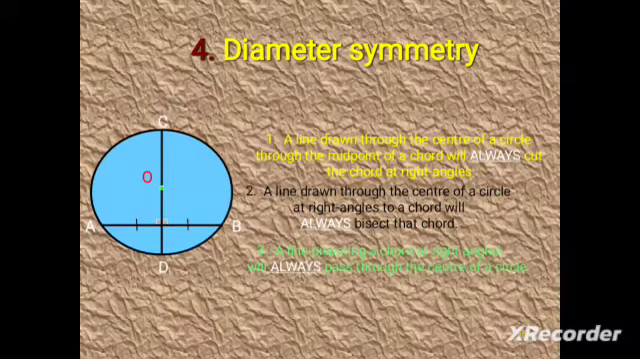Number 3: a line bisecting a chord at right angles will always pass through the center of a circle. A line that is bisecting a chord passes through the center of the circle. That is also illustrated in the diagram, because CD is the diameter, and it is the line that bisects the chord, and it happens to pass through the center of the circle. In other words, that is the diameter of the circle.